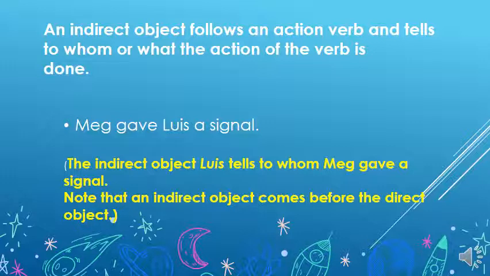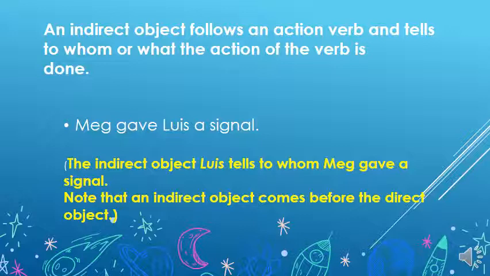What if I want to try "to" with signal? For example, Meg gave Louis to a signal. Does it fit? Does it make sense? Of course not. So Louis is the indirect object and the signal is the direct object. Okay, the indirect object, Louis, tells to whom Meg gave the signal. Note that this is very important: an indirect object comes before the direct object.